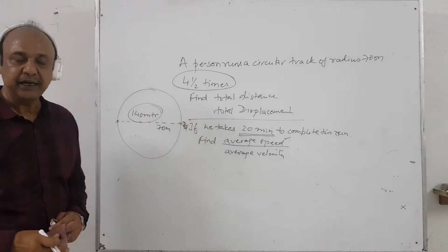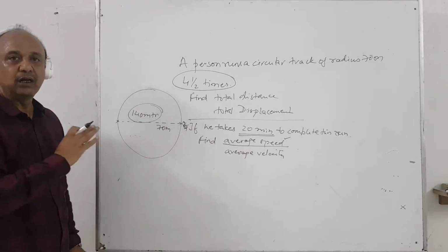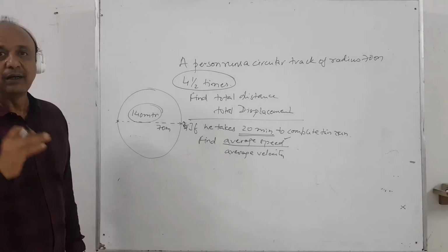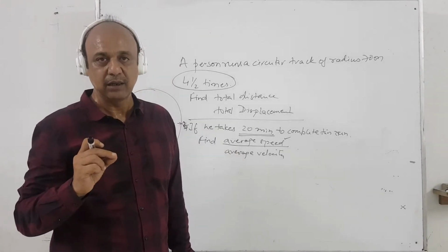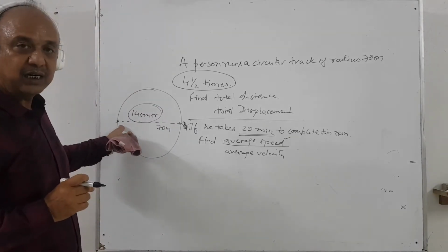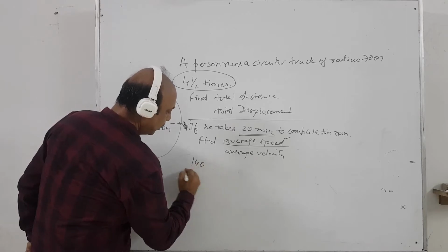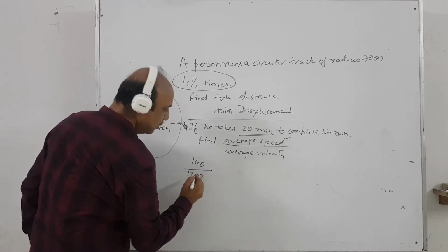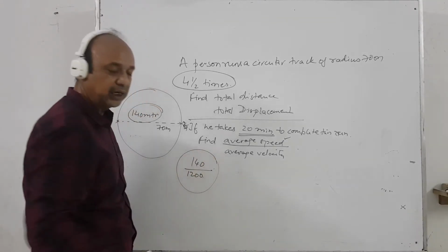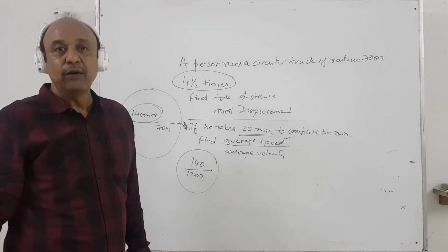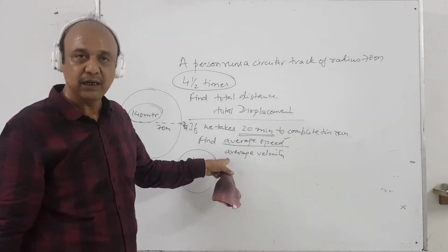Now how can we write it? 140 meters diametrically opposite to the starting point. When we say diametrically opposite, it gives the direction. 140 meters is the displacement. So 140 divided by 1200, we have already calculated the total time, is the average velocity, which we can write down as our answer.